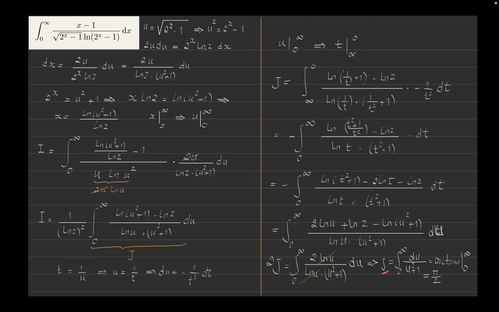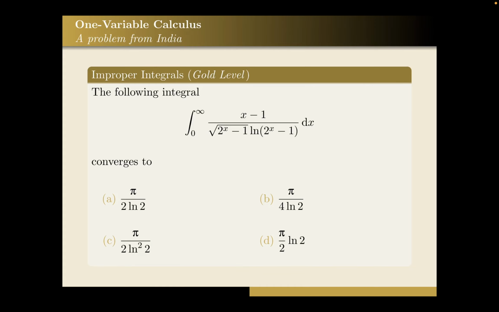So here, this J is pi over 2, but my goal is to calculate I. So I is this factor multiplied by J. So it means that finally the answer to the problem is 1 over ln of 2 squared multiplied by pi over 2. So that is the correct answer to the problem. Which, if we go back, you see that this is the correct answer.